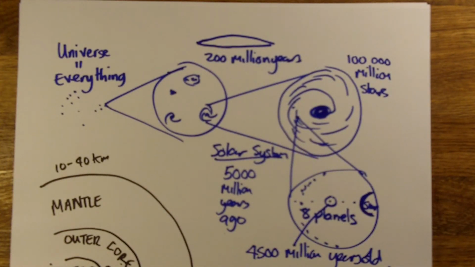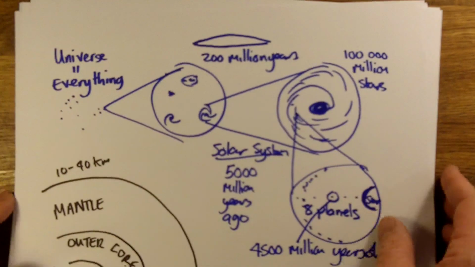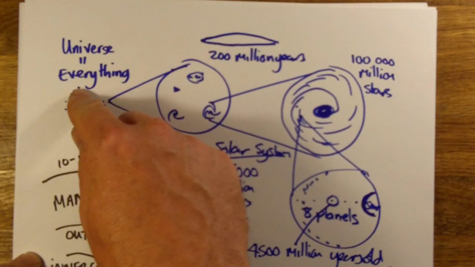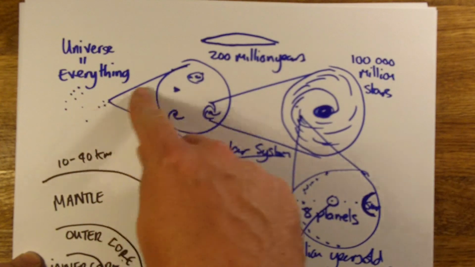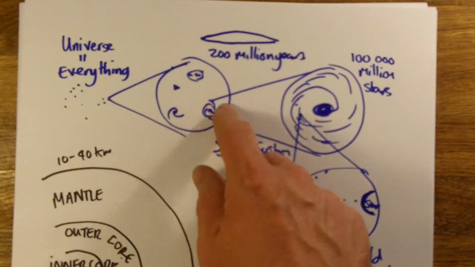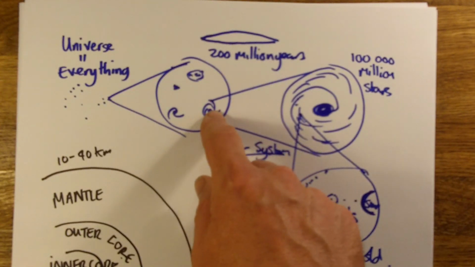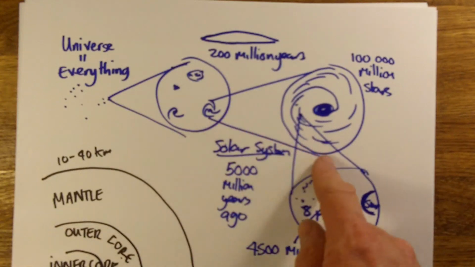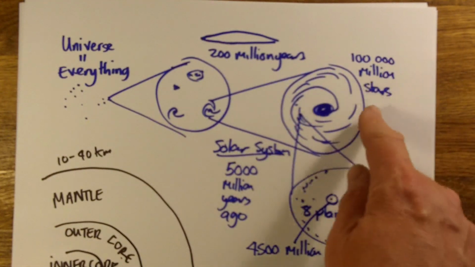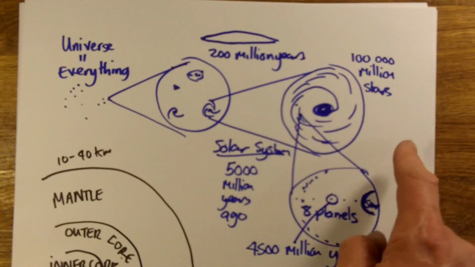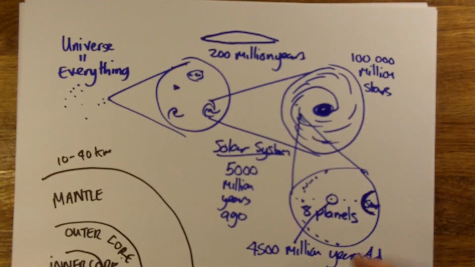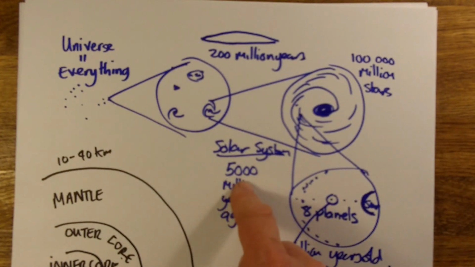Just going back again to remind you, the universe consists of everything that exists, and clustered together in groups are galaxies in clusters. And then if we look at a galaxy in detail, the galaxy would consist of lots and lots of stars, about 100,000 million stars, of which our star is just one. And our star, the Sun, has 8 planets, 3 dwarf planets, and some asteroids moving around it. And our planet is about 4,500 million years old, and the solar system itself is slightly older than that.